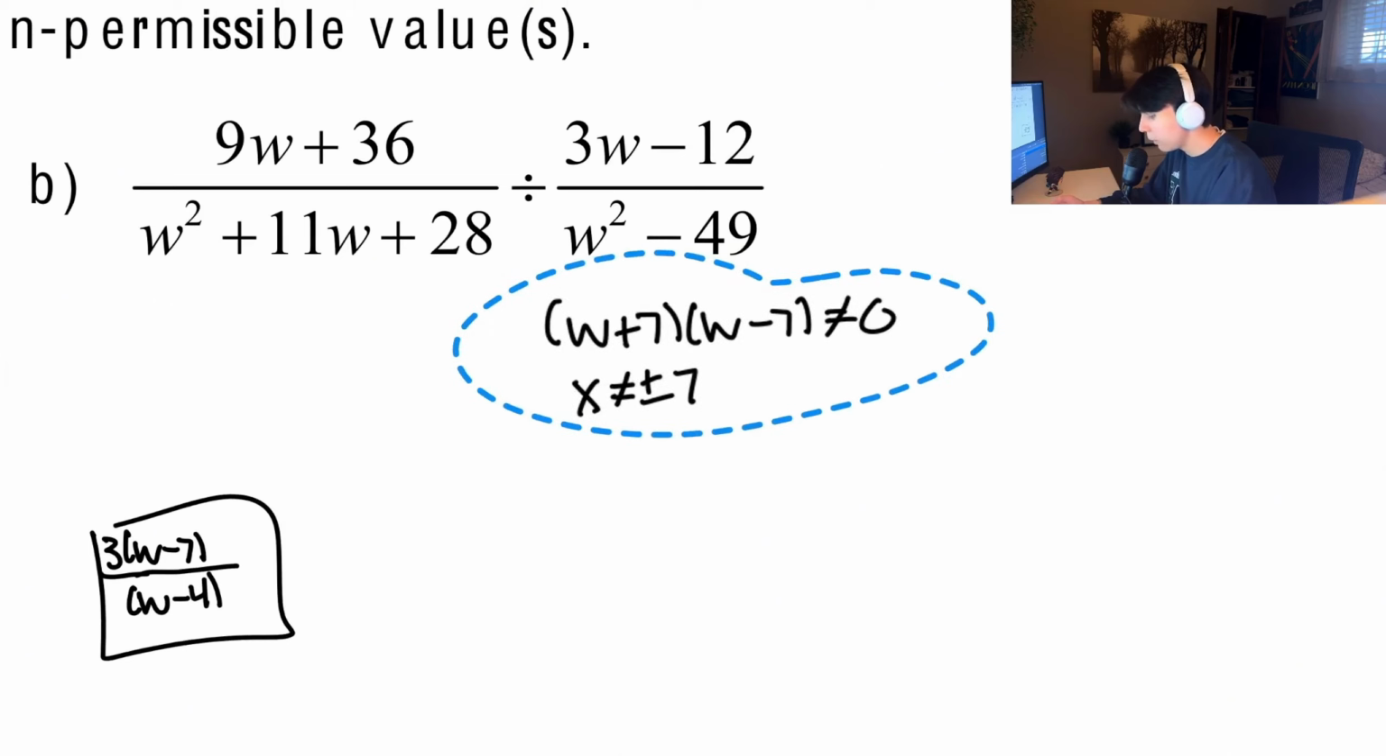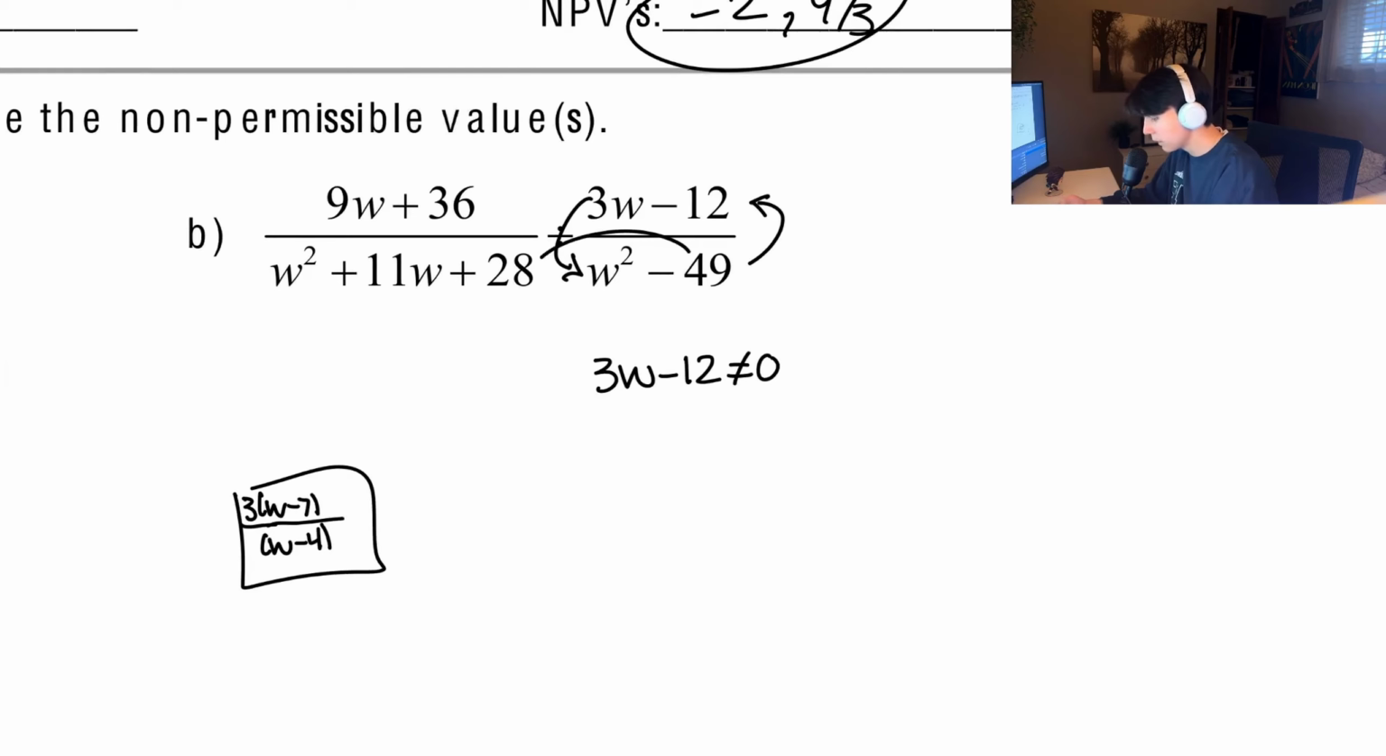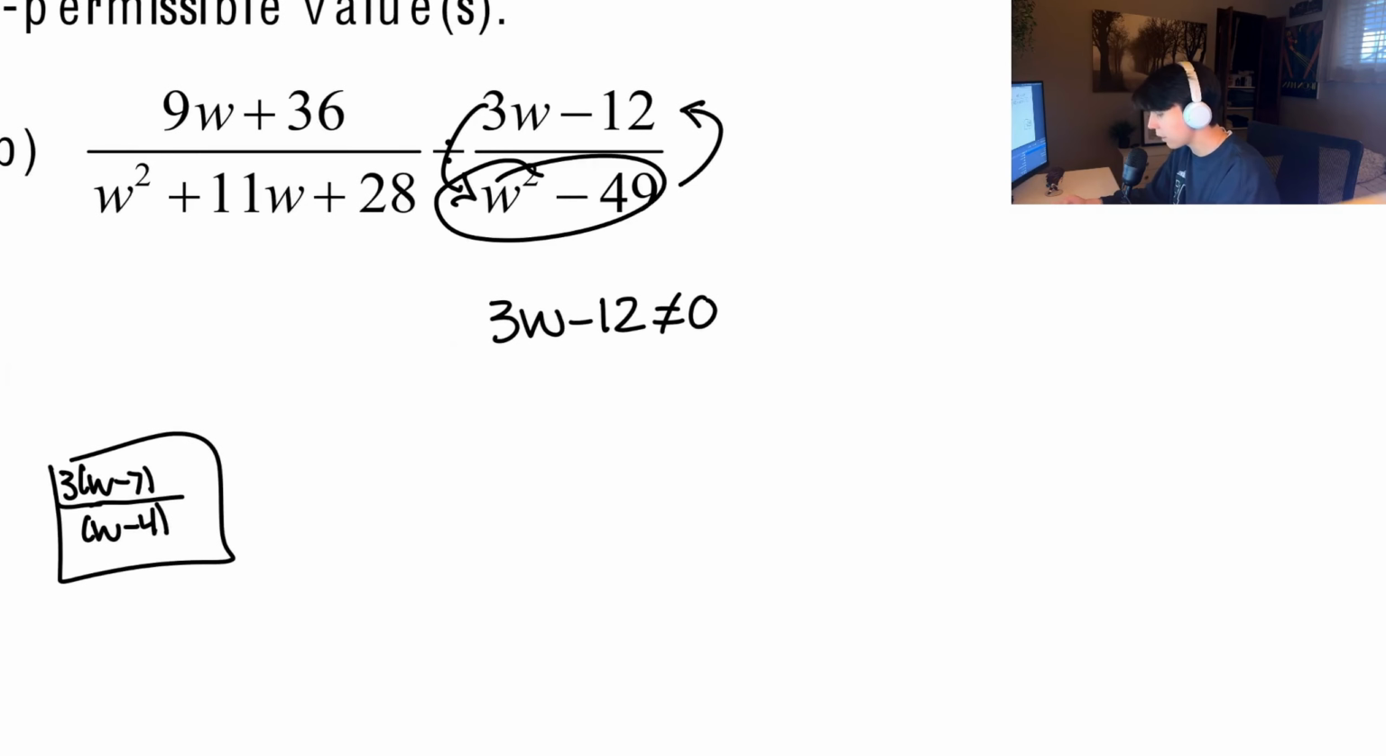So when we divide it, remember, we take the reciprocal, right? So we actually flip this. So this 3x minus 12 will actually go on the bottom. So that is going to be an NPV too. So basically, whatever you're dividing by, this term and this term will both be NPVs because you're taking the reciprocal. Because this was at the denominator at one point, and this is going to be at the denominator at another point.